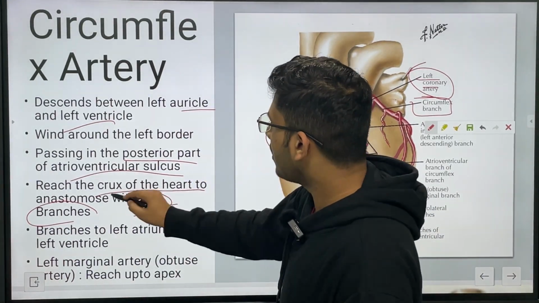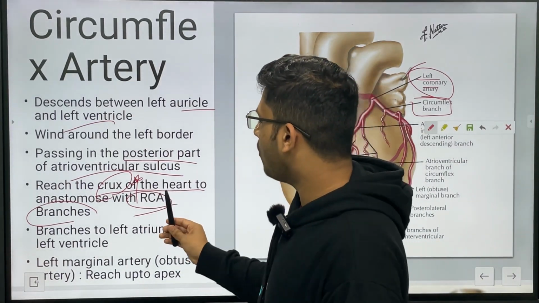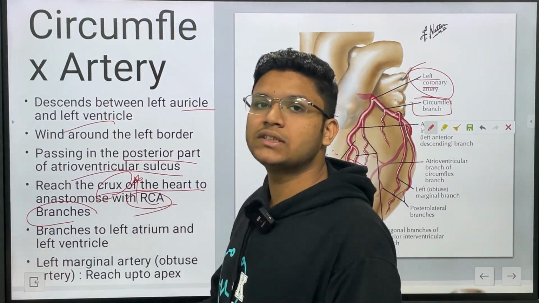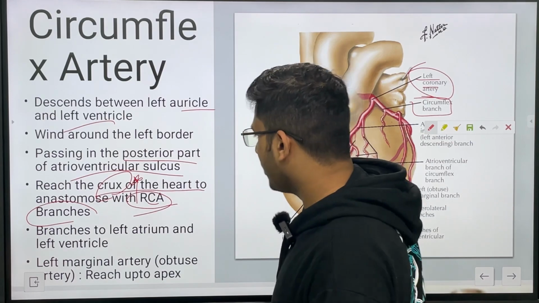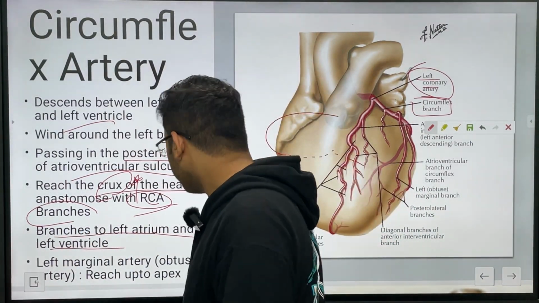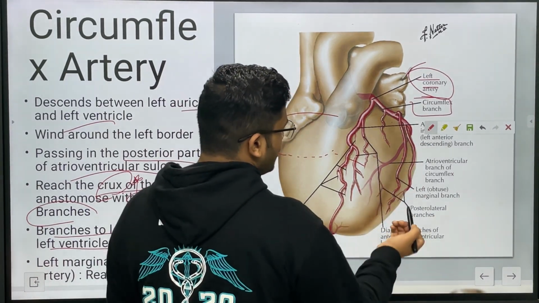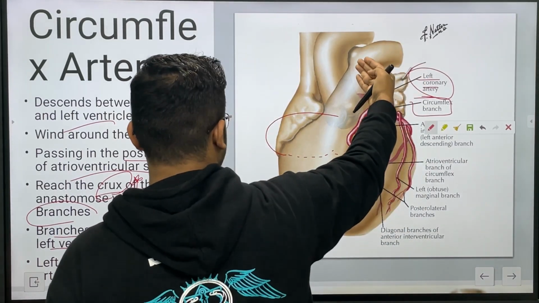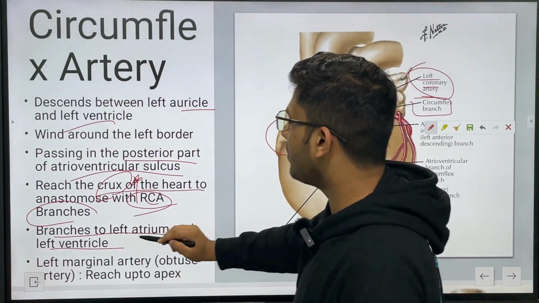Where is the crux? The crux of the heart is on the posterior aspect of the heart, where the right coronary artery anastomoses with the circumflex branch, which is the branch of the left coronary artery. The next one is the branches to the left atrium and left ventricle. While it is taking a turn, it gives certain branches to your left ventricle and left atrium, which are present above your atrioventricular sulcus. So it is supplying the left atrium and left ventricle.